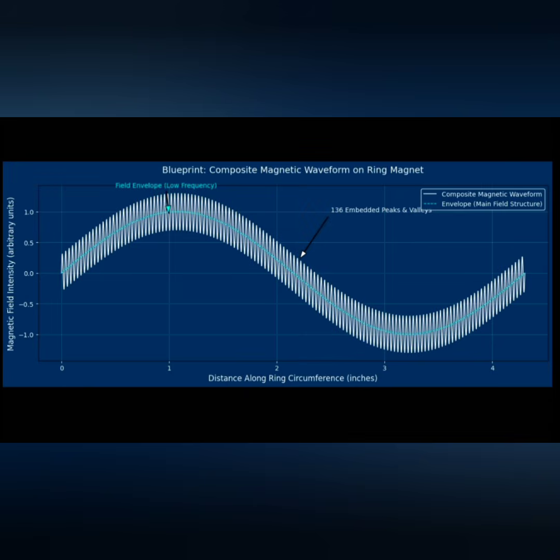All right, so for all of you curious how it would look, I used ChatGPT to construct the composite magnetic waveform on one ring segment. Basically, you would have one big peak, one valley, and then 136 embedded peaks and valleys. You have your field envelope, which is your main carrier wave, and then 136 micro pulses from start to finish. That is the start of the wave to the finish. That is the full circumference of one of the roller ring magnets.